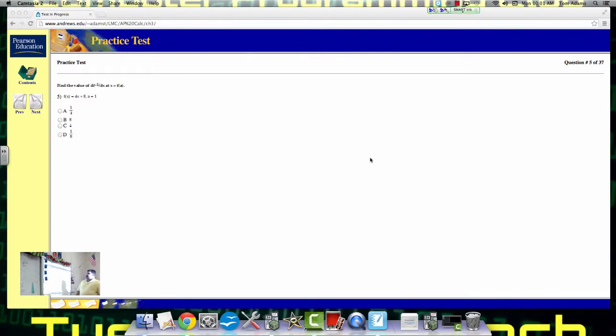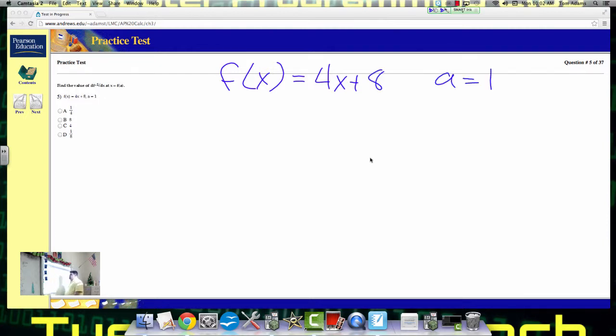So now for number 5, I'm going to write this real big. I'm just going to write it on the screen. f of x is equal to 4x plus 8, and we want to figure out some information when a equals 1. Now what they're really saying is x equals 1. Okay? So this equals x. But what do they want us to figure out?